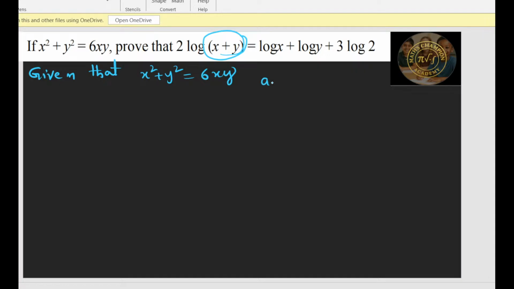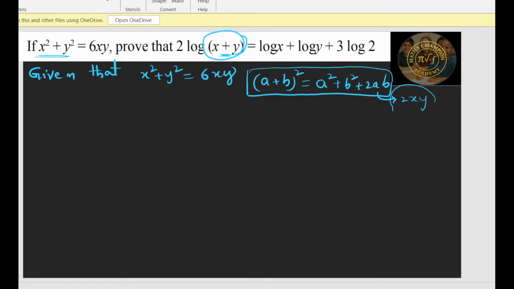Then you use the a plus b whole square formula, that is a square plus b square plus 2ab. We have to check what the symbol is, and based on this symbol only we use the formula. Here the plus is there, so you take the a plus b whole square formula. If it is a minus, you have to take the a minus b whole square formula. Now, to convert x square plus y square into the x plus y whole square formula, you have to add 2xy on both sides.